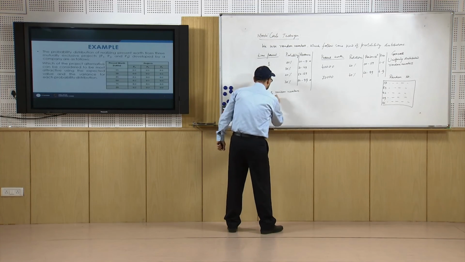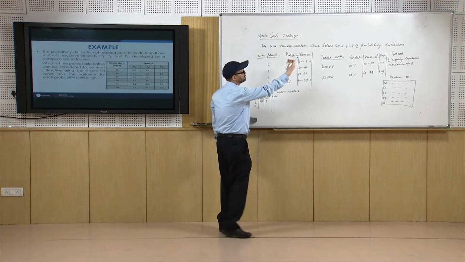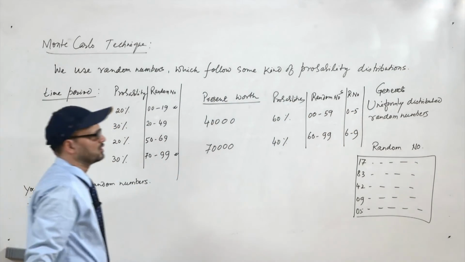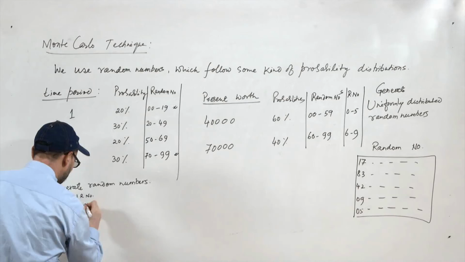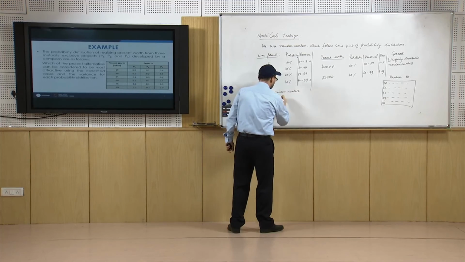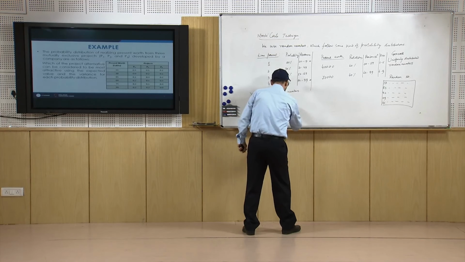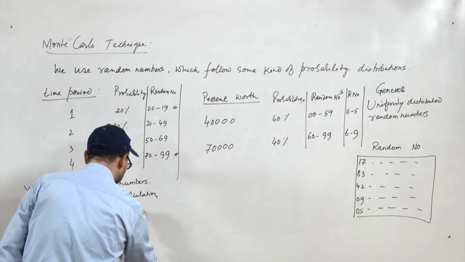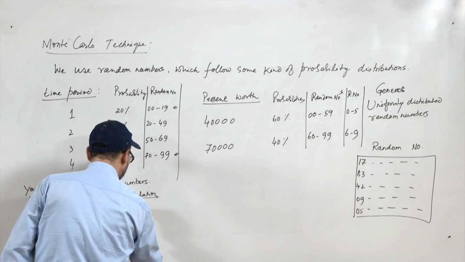Now you will take the random number for the present worth value. If you are taking a base of 10 and the first number comes as 7, then the present worth will be 70,000. This way, whatever calculation you have to do, you can further do it and get the results.